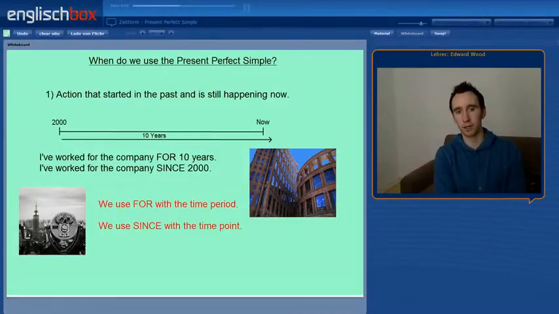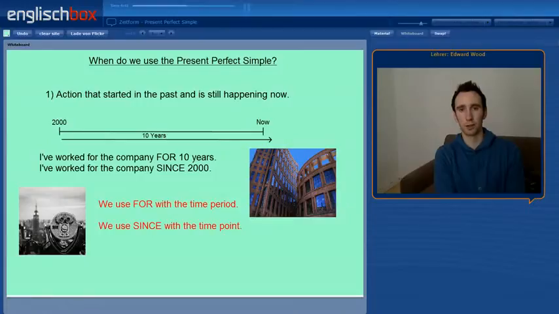2 examples here. I've worked for the company for 10 years and I've worked for the company since 2000. So the action started in the year 2000. I had my job interview, I got the job, and then for the next 10 years, I have worked for the company, and I still work for the company. In many other languages, this kind of action is expressed with some kind of present simple tense. But in English, we use this present perfect simple.